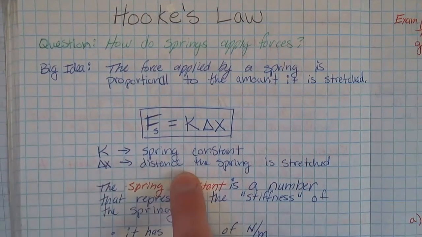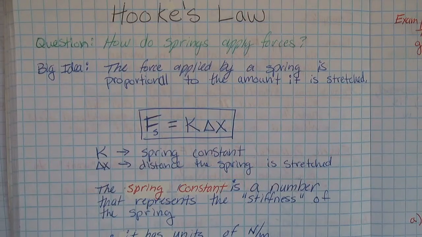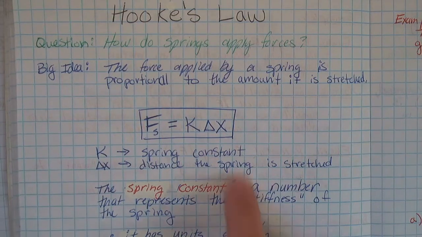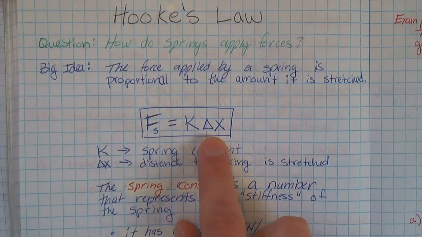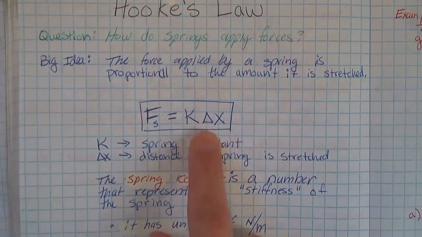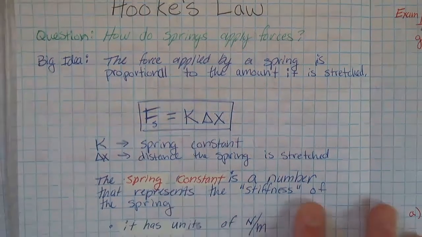Delta x would be the distance that the spring is stretched. And again, the reason that it has a delta is usually you're subtracting the length of the spring minus the original length of the spring, right? So when you've stretched that spring out, it is now longer, and then you have to subtract out the initial length of the spring, hence the delta there. Because remember, delta is just final minus initial. So that'd be the final length of the spring minus the initial length of the spring.